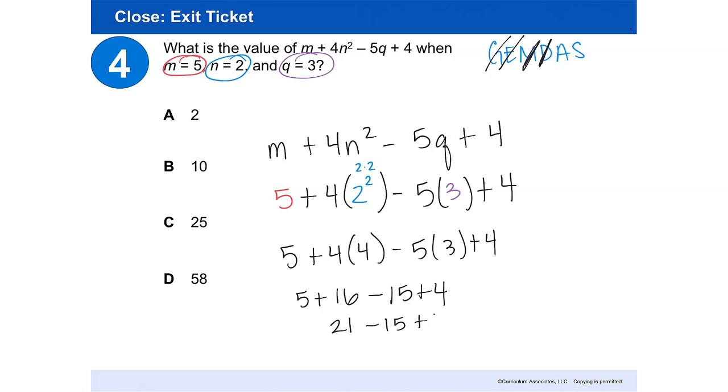Rewrite my step. Okay. Now I'm going to keep going. 21 minus 15 is 6 plus 4. Do it again. 10. So we see our answer here should come out to 10. So it's really important that we follow our order of operations to get the right answer, because this step here could quickly go wrong and come out to 2, which is an incorrect answer. So you need to make sure after I do one step, rewrite, do it again, rewrite, do it again.